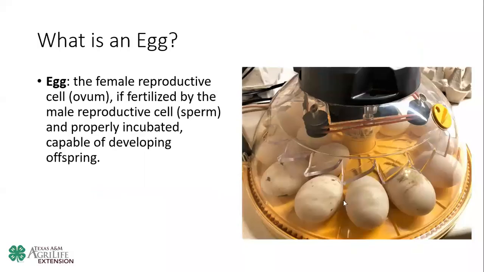So first we're going to define what an egg is. There are actually many different species that lay eggs, but for this video we will be discussing poultry eggs. So an egg is the female reproductive cell which comes from the chicken, and if it's fertilized by the male reproductive cell that comes from the rooster and properly incubated, it is capable of developing an offspring.